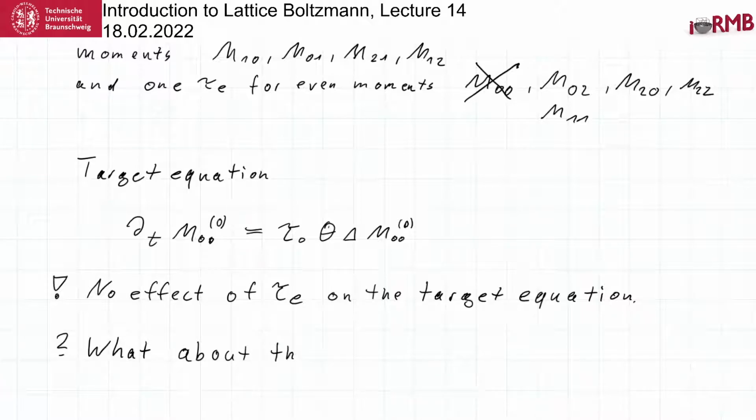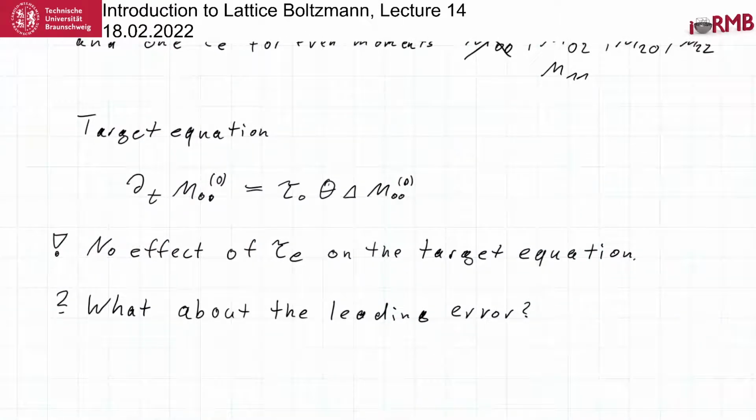the leading error. So we can not only calculate the target equation, but we can also calculate the leading error. And this is again by using equation 14.2. But we do this at a higher order. So previously we had done this for a equals 0, b equals 0, and k equal to 2. And now we do it for k equal to 4.